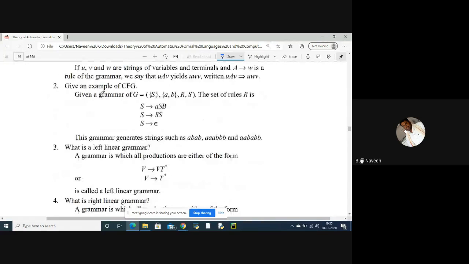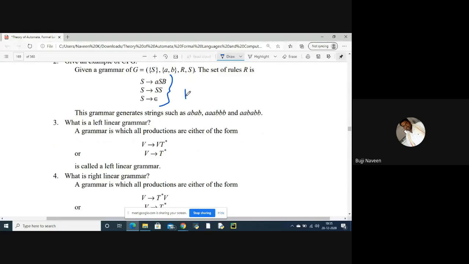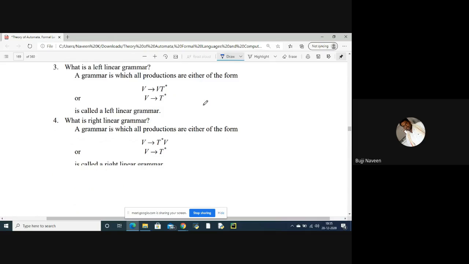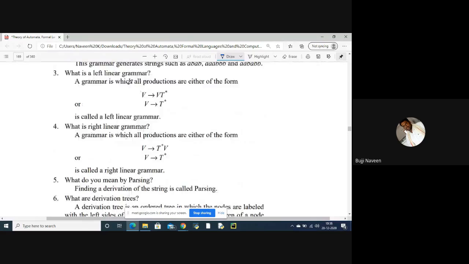Okay, coming to this, given these productions, we need to find the language generated by the given grammar. Here again it is missed. Okay, it is B tends to small b. This production is missed. Okay, coming to left linear grammar.